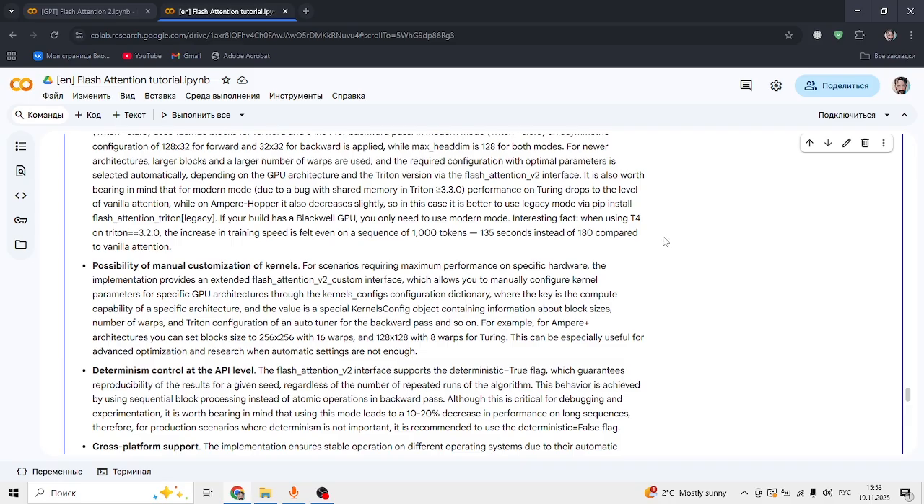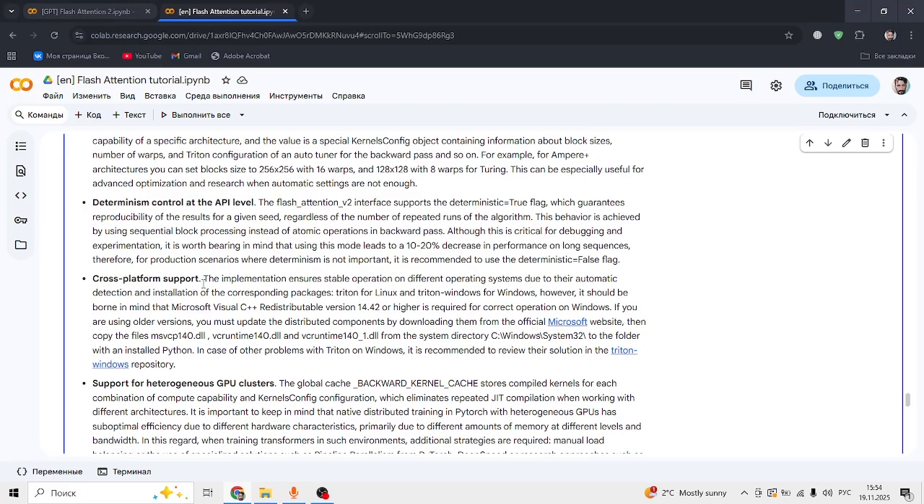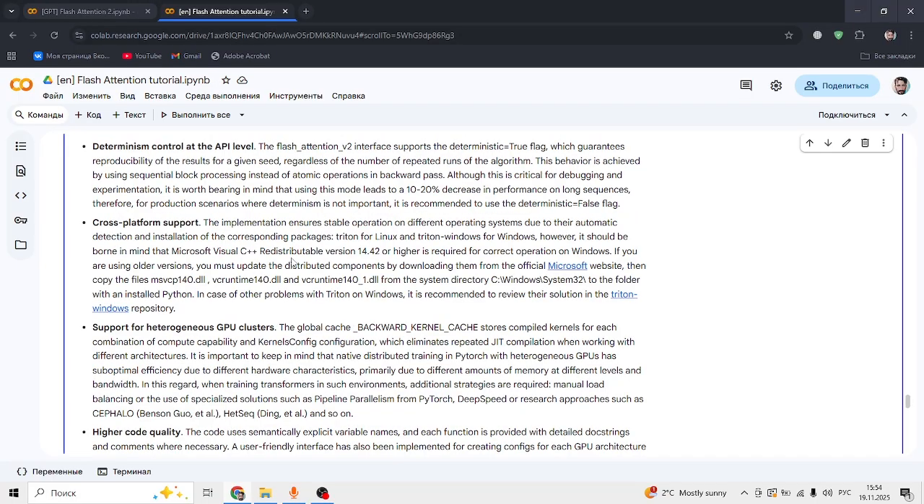Also, in this implementation exists the customization of kernels. So that means that there is a manual mode when you can write your own CUDA kernels. So you can write, for example, block sizes or number of warps and other things. So also it supports determinism, and as I said before, it has a cross-platform support and heterogeneous GPU.